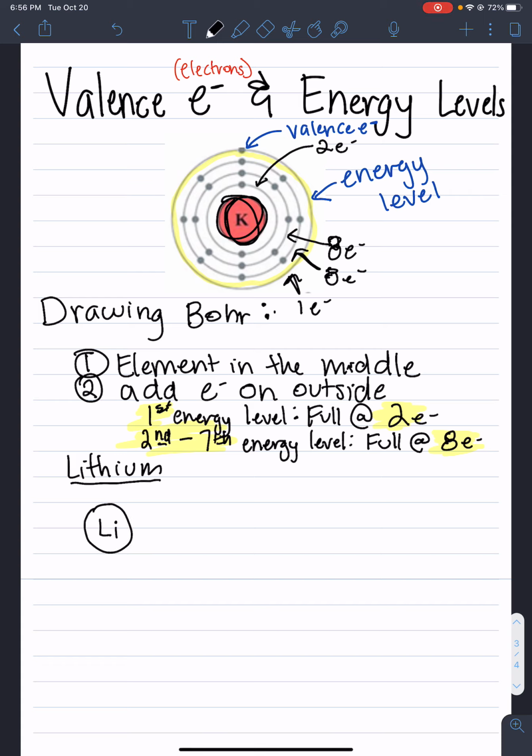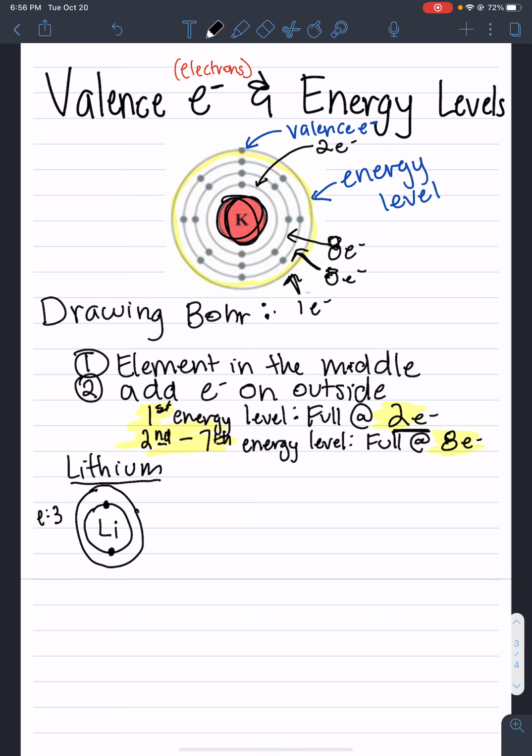So for our first energy level, actually before we do that, let's see. How many electrons does Li have? If you look on your periodic table, you'll see its electrons are 3. So for our first energy level, remember it only has 2 electrons in it. So we'll put 1 electron, 1 electron. And then for our second energy level, we need to just put 1 more electron, right?